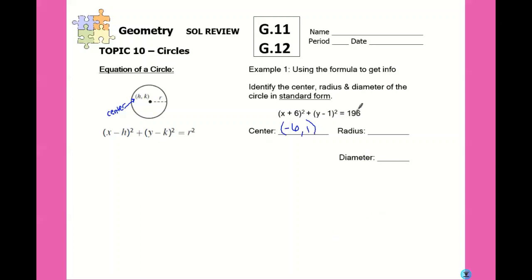The 196 here on the end is r squared. So r squared equals 196. To find the radius, we would have to square root both sides, which gives us a radius of 14. And remember, our radius is halfway. Diameter is the entire way across, so it would be 14 times 2, which is 28.